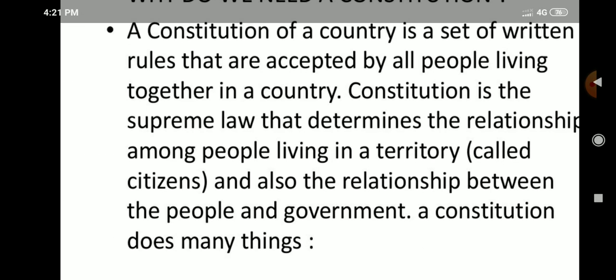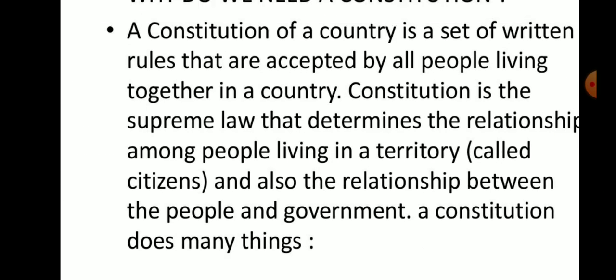And we have a description of a constitution. A constitution of a country is a set of written rules that are accepted by all people living together in a country. A constitution is a supreme law that determines the relationship among people living in a territory and also the relationship between the people and the government. Then, a constitution does many things. Let's see that.